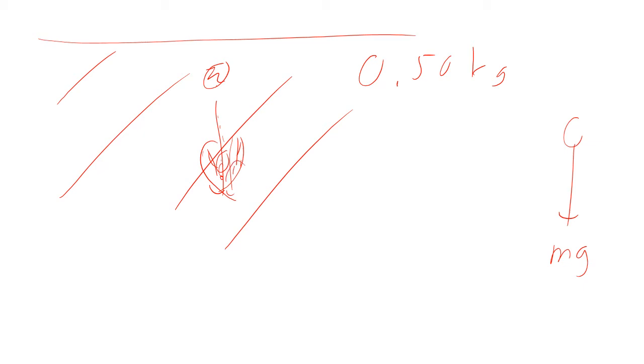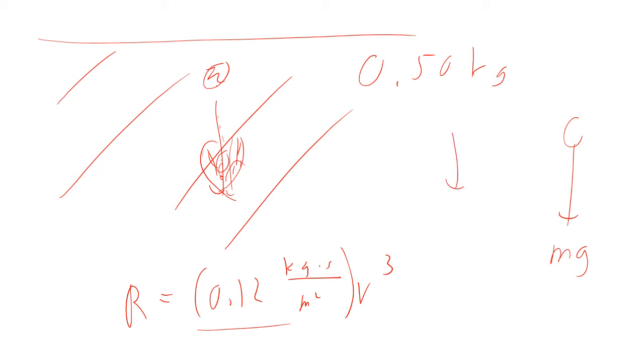exerts an upward force. That resistive force, let's say, is equal to 0.12 kilograms second per meter squared times v cubed. Okay. And so what happens is, if v is 0, the resistive force is 0, and the downward acceleration is g. But as v gets bigger, the resistive force increases. So mg minus R equals ma. So as v gets bigger, the resistive force gets bigger.